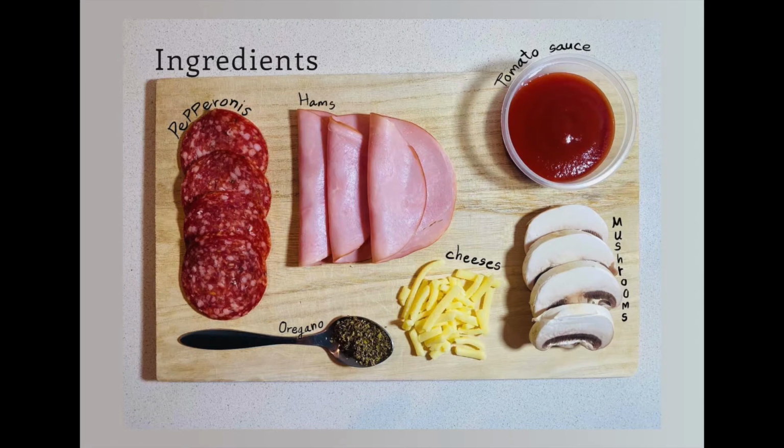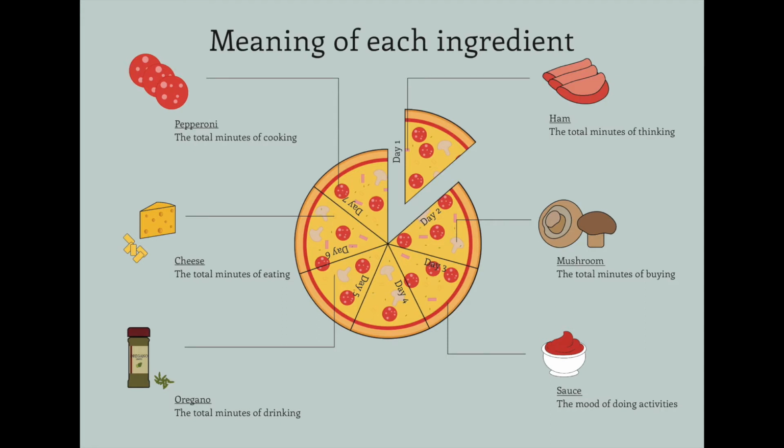For the outcome, I made a pizza to represent my data because it is easy to understand, and these are all the ingredients that I used to make it: pizza dough, pepperoni, ham, cheese, oregano, mushroom, and sauce. And the meaning of each ingredient is different. First, I will describe one tray of pizza. It shows 1 week, and I cut it into 7 pieces to show 7 days.